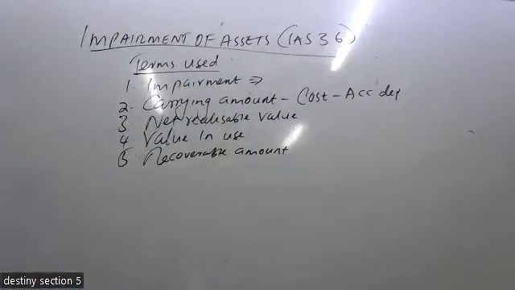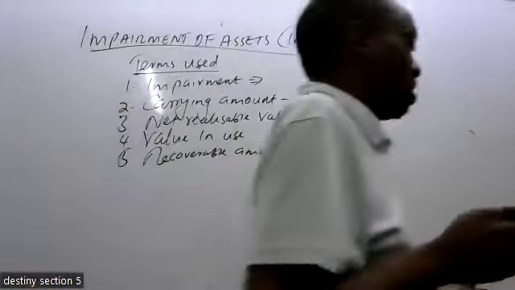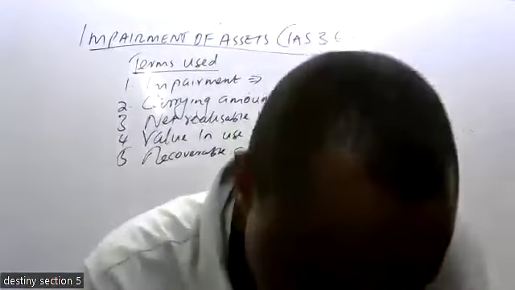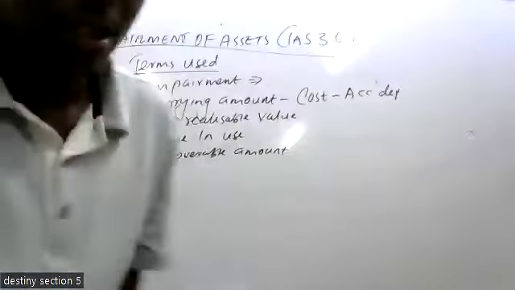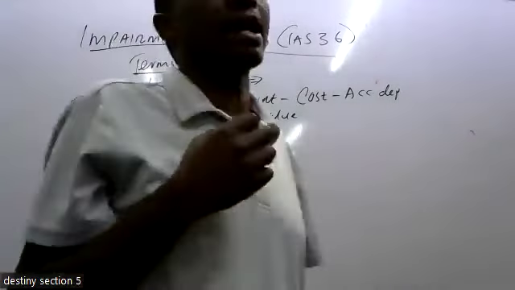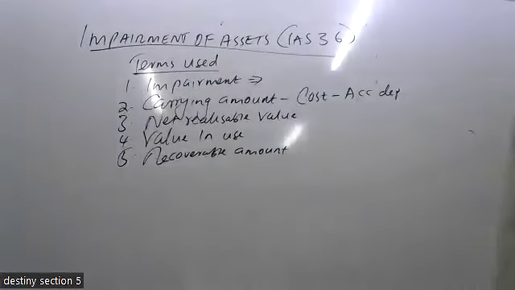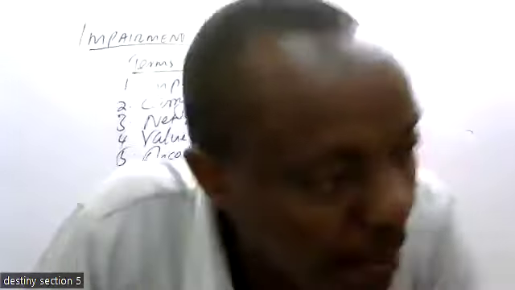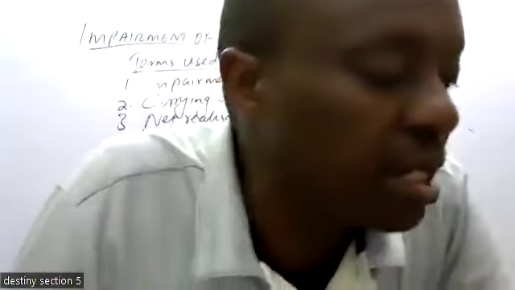It is the higher of the net realizable value and the value in use. Then, impairment loss: it is the difference between the carrying amount of an asset and its recoverable amount.